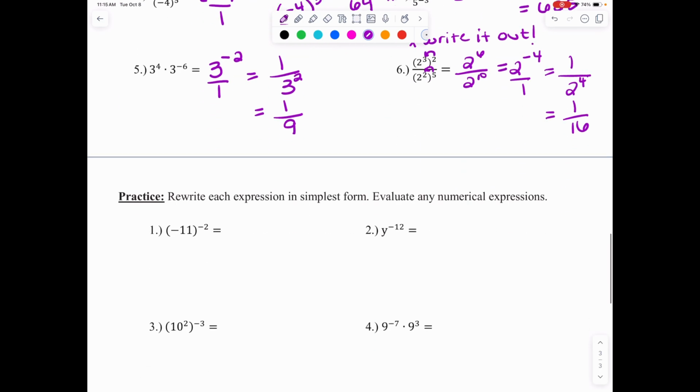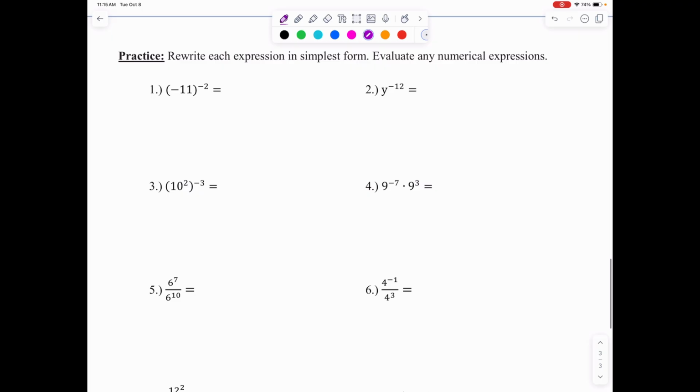So now what I would like you to do is a bunch of practice. We're going to rewrite each expression in simplest form. So you're going to use your exponent rule first, write it in exponential notation, and then any numerical expressions we're also going to evaluate because once again, we want to practice both ways. We never know how the question is going to be presented to us. So this is going to have a mixture of negative exponents and your other exponent rules that you've learned prior to this.